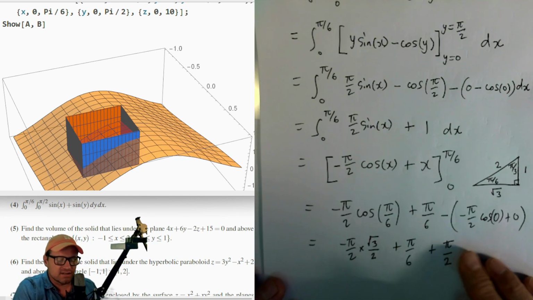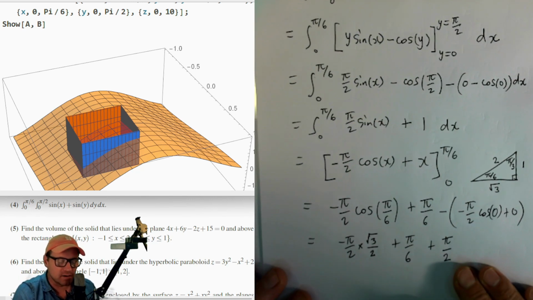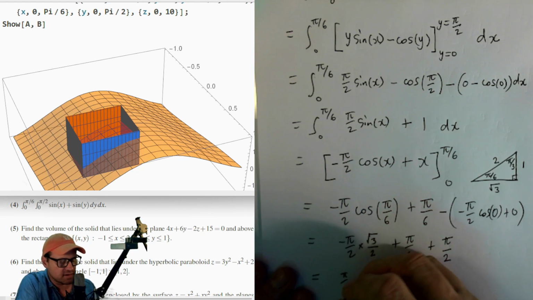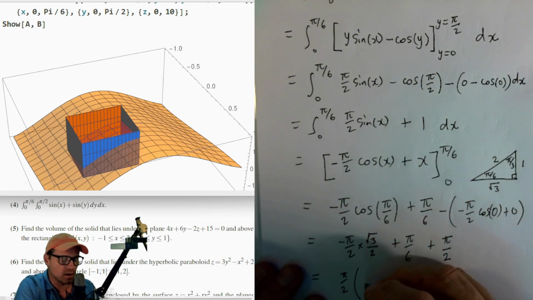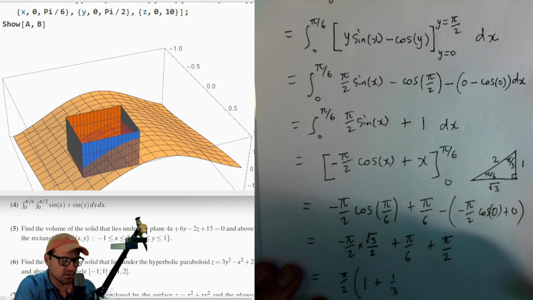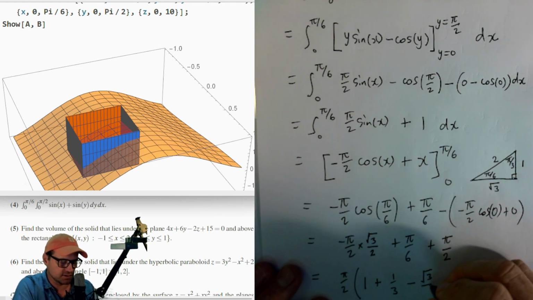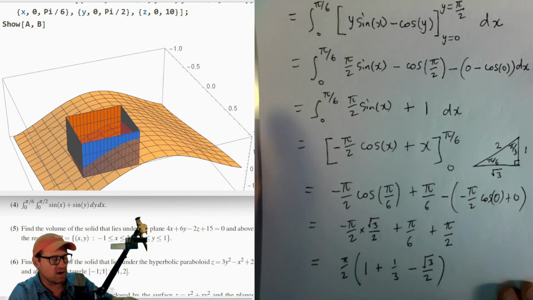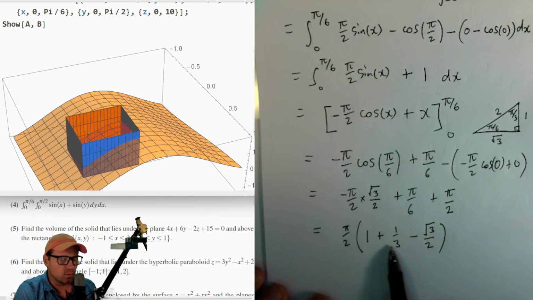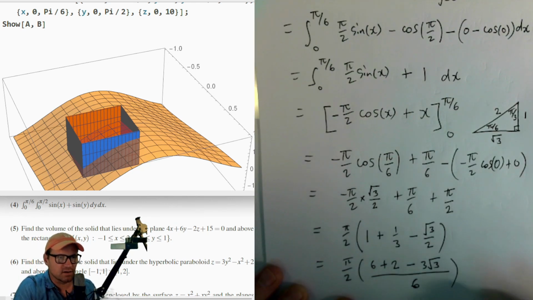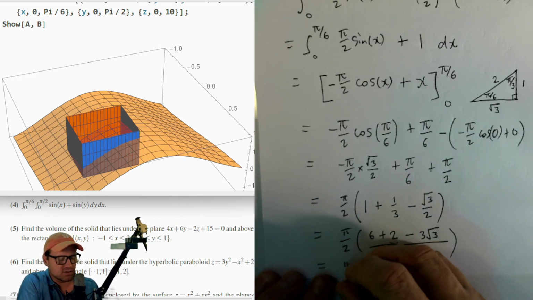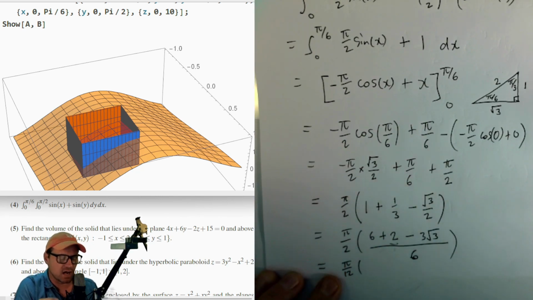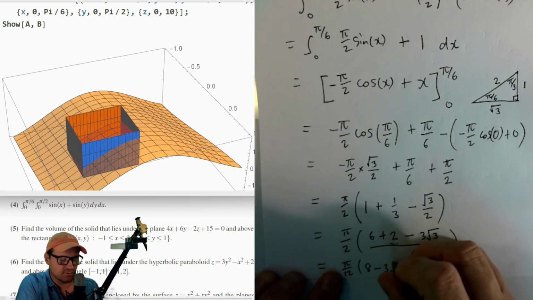All right, so these all have a common pi on 2. We can factor that out. And so then what remains is 1 plus 1/3 minus root 3 on 2. And so simplifying what's in the brackets there, we want to have a denominator for these equal to 6. Okay, so there it is over 6. 6 plus 2 is 8. 2 times 6 is 12. So we have pi on 12 outside of 8 minus 3 root 3.